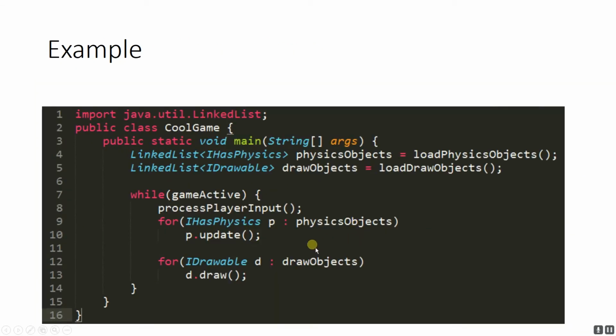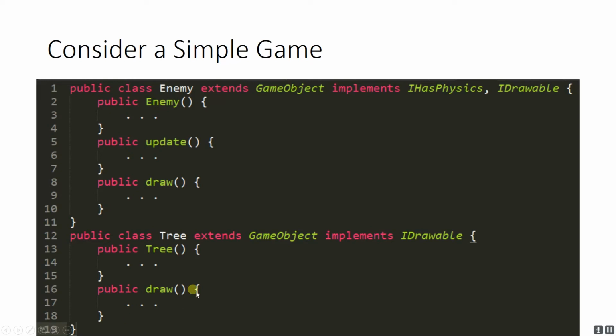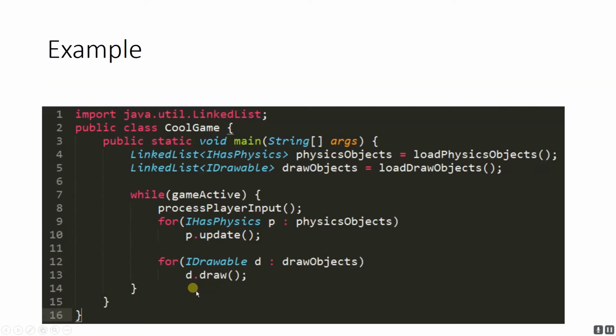The same thing happens with our drawObjects. For every iDrawable object D in drawObjects, draw. So again, the only things in this list, they must implement that interface, so they must have this draw method. That's just one small example of how linked lists can be used with interfaces rather than with base classes or superclasses.